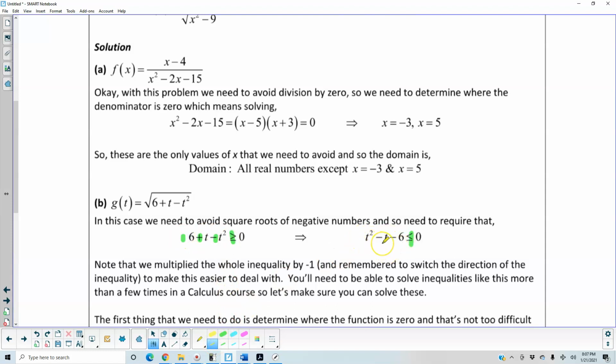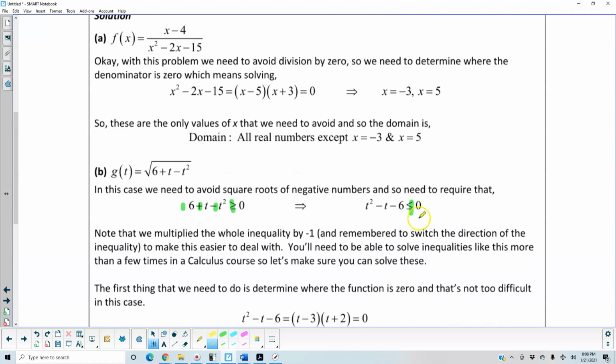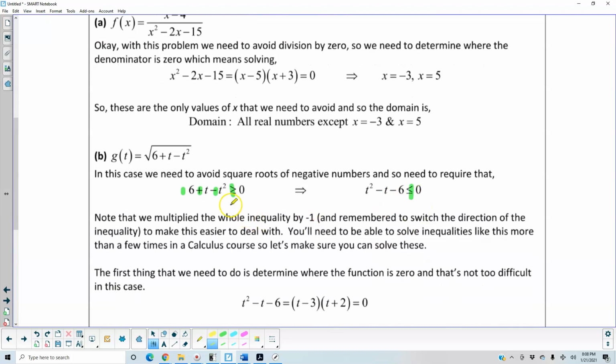So now we have t squared minus t minus 6 is less than or equal to 0. Now what did we do to do that? Well, we multiplied the whole inequality by negative 1. And remember, to switch the direction of the inequality when you multiply by a negative, to make this easier to deal with. You'll need to be able to solve inequalities like this more than a few times in a calculus course, so let's make sure you can solve these.